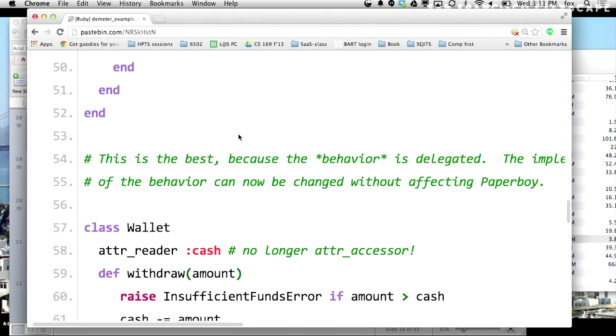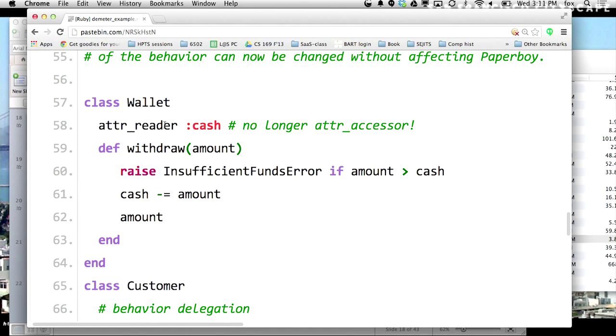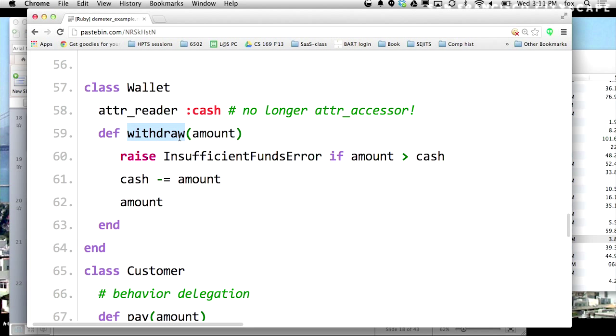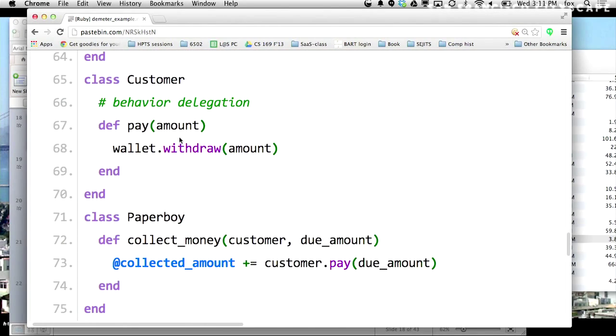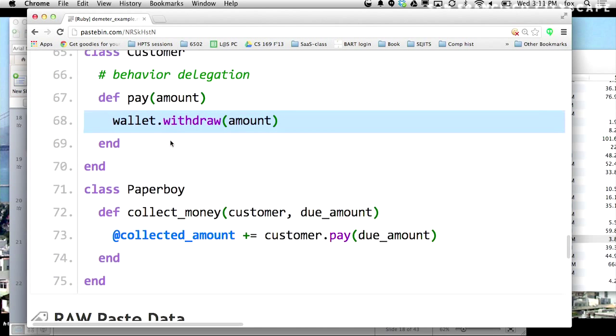So here's the same wallet, but now we've delegated the idea of withdrawing to the wallet, which is arguably where it belongs, right? The wallet is probably in the best position to tell you when it's empty or not. And now the customer just delegates the behavior all the way up to wallet. And paperboy doesn't really have to know about the implementation at all, right?